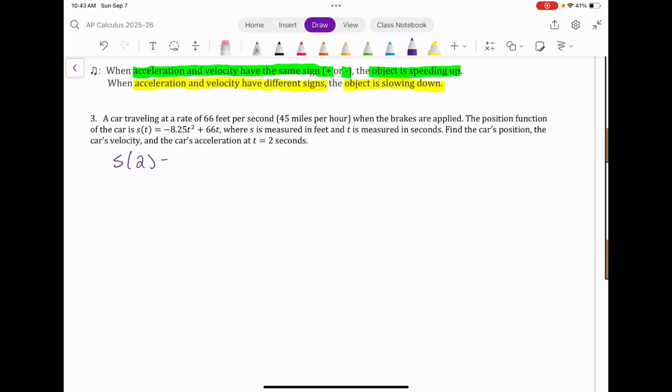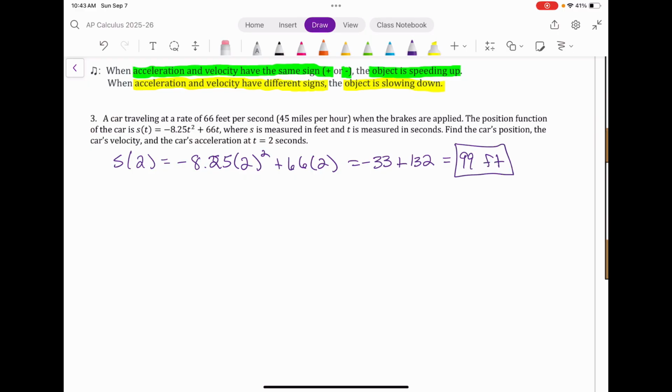So we can find s of 2 first. Okay, just plugging in 2 into s of t. And what is that? Negative 33 plus 132 is 99 feet. So don't forget the units.